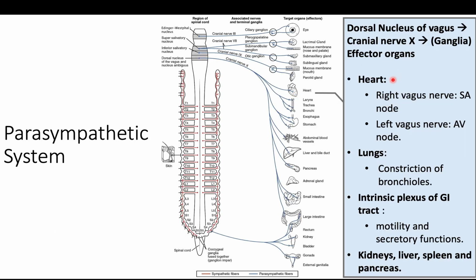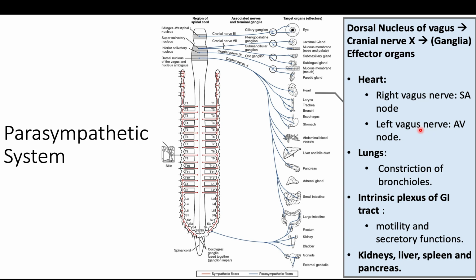Okay, when it goes to the heart, to the lungs, to the intrinsic plexus and kidney, what it will do is the opposite of what occurs in the sympathetic activities. Okay, for example, let's take a look at the heart. We do know that the heart actually receives dual innervation from both sympathetic and parasympathetic. When you look at the right vagus nerve, the right side of the vagus nerve, it will go to the SA node. And the left vagus nerve will go to the AV node.